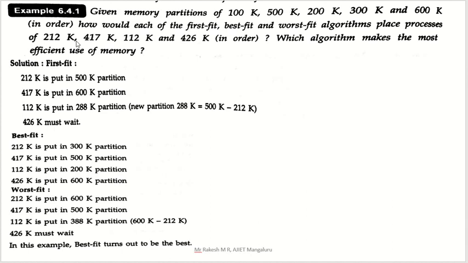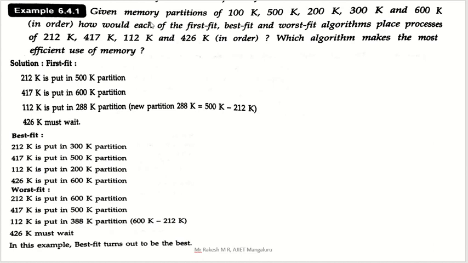Given memory partitions of 100K, 500K, 200K, 300K and 600K, in that order. How would each of first fit, best fit and worst fit place them? We already saw what first fit, best fit and worst fit algorithms mean in module 3, in the memory management concept.